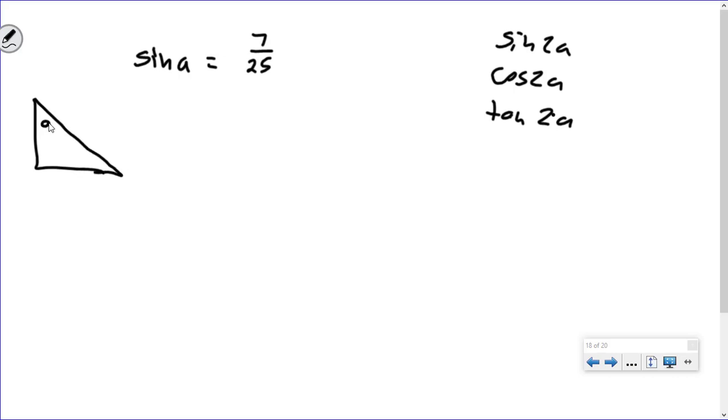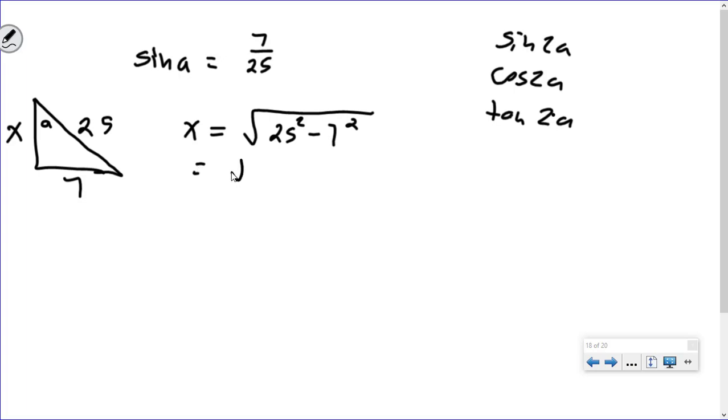So if this is my angle A here, then the 7 is our opposite, and the 25 is our adjacent. And I believe this is another one of those Pythagorean triplets. 3, 4, 5 is the most common one that we see. I believe this one's 24, 7, 25, if I'm not mistaken. Now, if you're not sure, what you can do is solve for that side length by finding the square root of 25 squared minus 7 squared, right? So we get the square root of 625 minus 49.